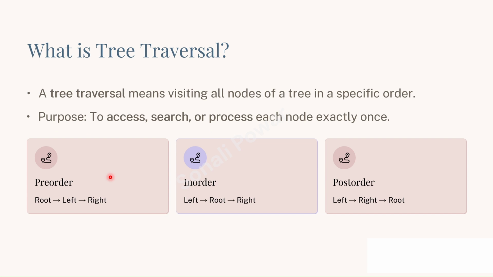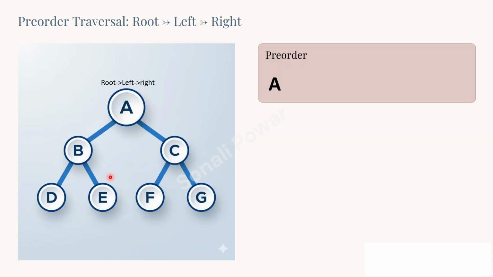So let's start with pre-order. Pre-order means you have to process the root first. After that you can go to the left side and process all the elements present on the left side, and after that you can process the right side of that root. In a tree, you cannot directly jump to any element. Always you have to start from the root node.